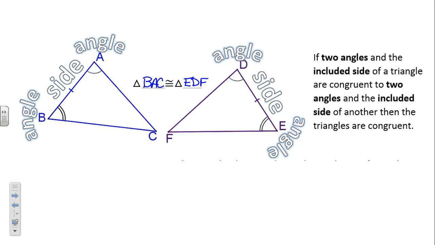Double, single, no mark. Double, single, no mark. Okay? These look like they're just reflections of each other, don't they? So we have to make sure we start in the right place. Questions on this one?